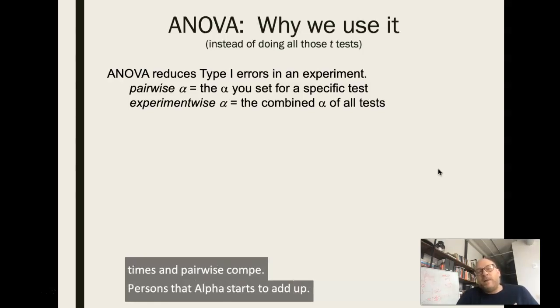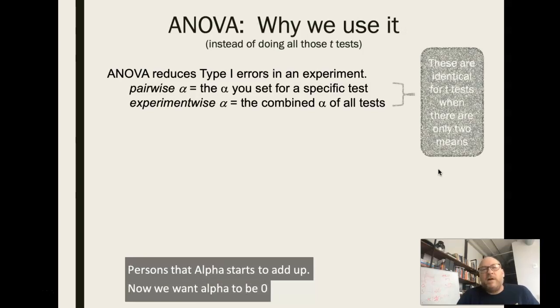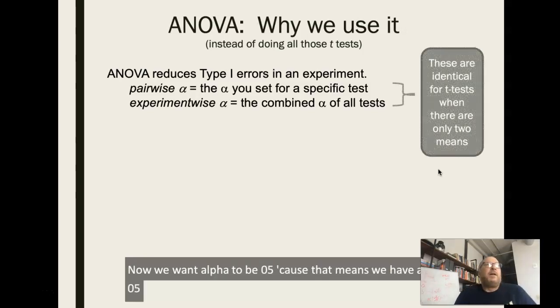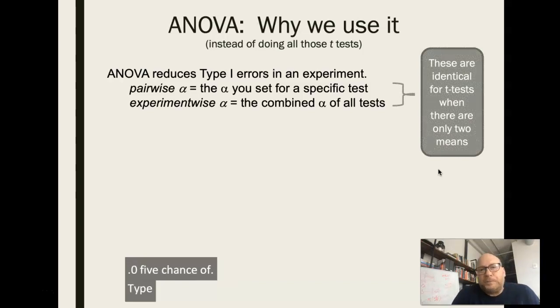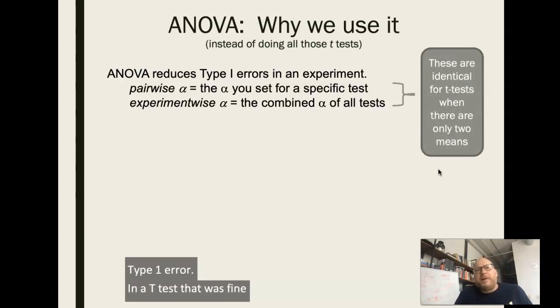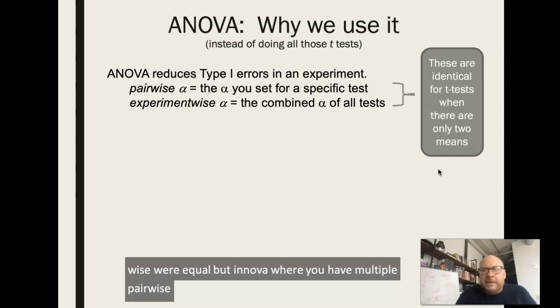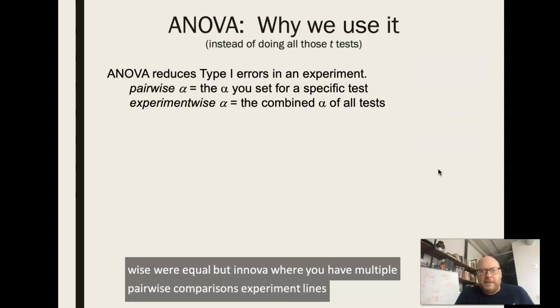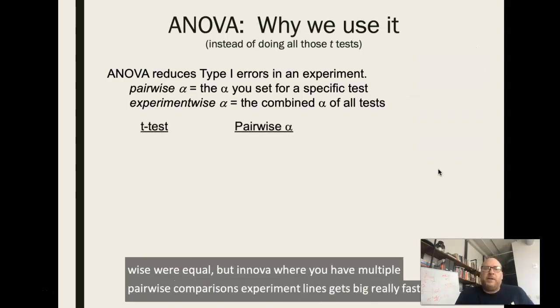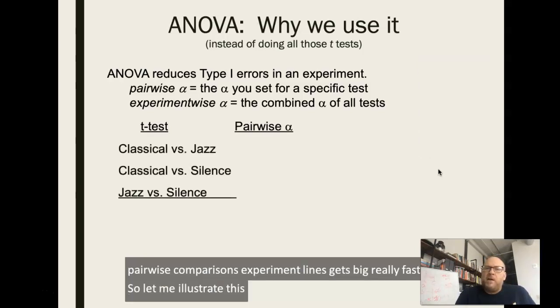Now we want alpha to be 0.05 because that means we have a 0.05 chance of type 1 error. And in a t-test, that was fine because pairwise and experiment-wise were equal. But in ANOVA, where you have multiple pairwise comparisons, the experiment-wise gets big really fast. So let me illustrate this process for you.